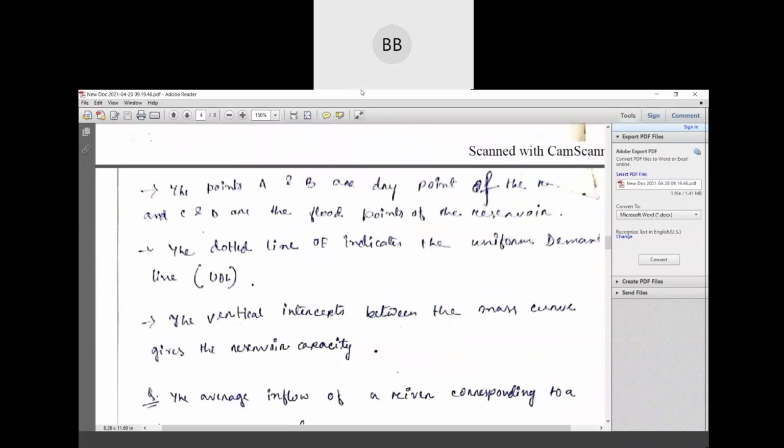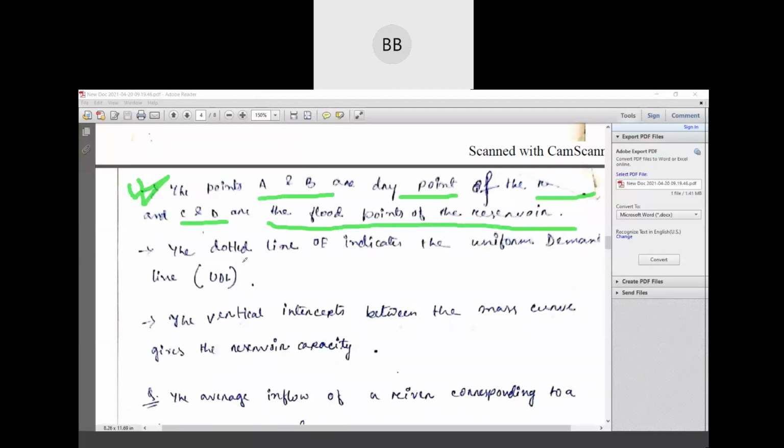So next, you write points A and B. These are arbitrary points that I have identified in my graph. You can write anything here, A, B, C, D. It's up to you. I have identified the dry points by A and B. So the points A and B are dry points of the curve, and C and D are the flood points of the reservoir. You can also reverse the thing, it's up to you.